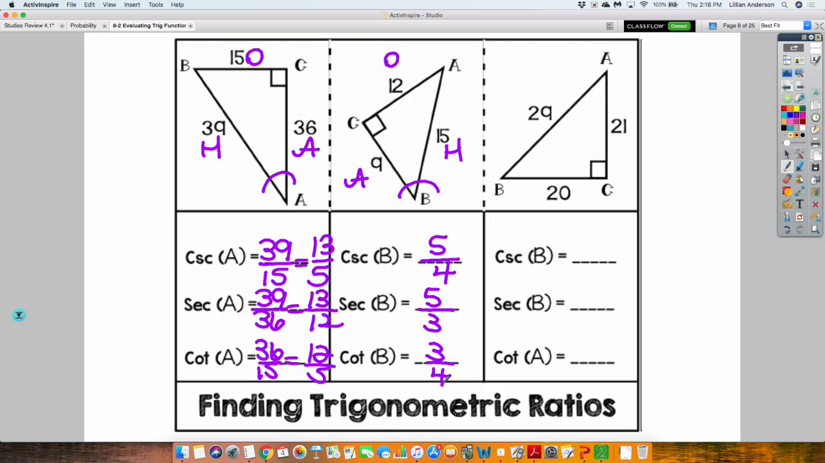I want to label B's sides in purple and A sides in a different color. If I use B, what's the opposite? 21, adjacent. Hypotenuse. So what is the cosecant of B? 29 over 21. Does that reduce? Nope. Secant B.